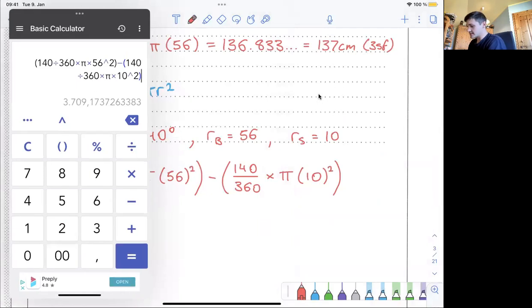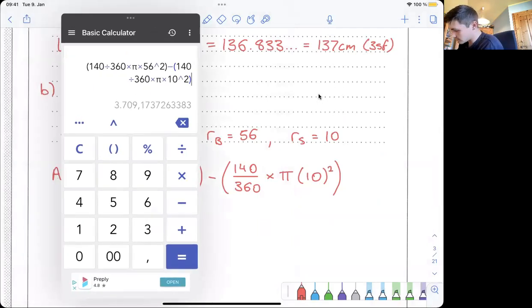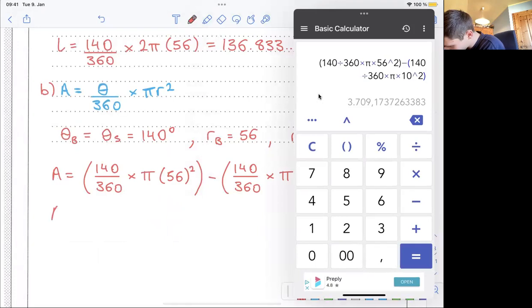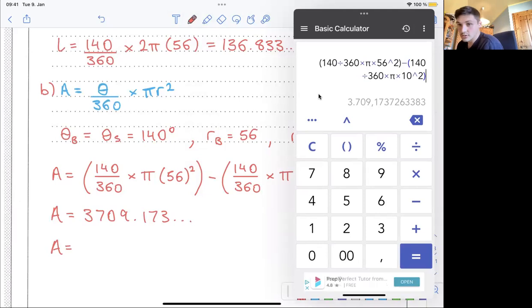We got 3,709.173. In normal IB fashion, we'll round this to three significant figures, and that gives us 3,710 centimeters squared. All right, and that is the answer.